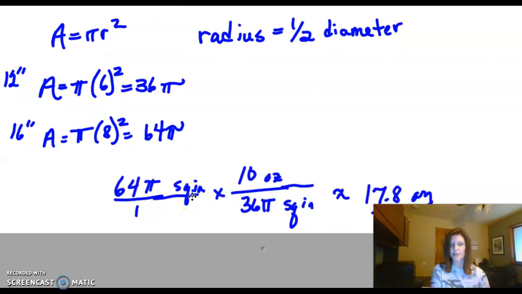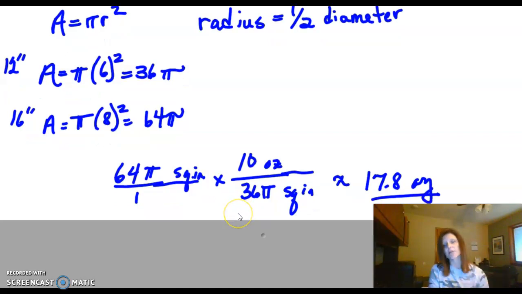64 pi square inches times the 10 ounces for the 36 pi square inches, the pi's cancel, we work it out, and it looks like we're going to need about 17.8 ounces of dough for this pizza.